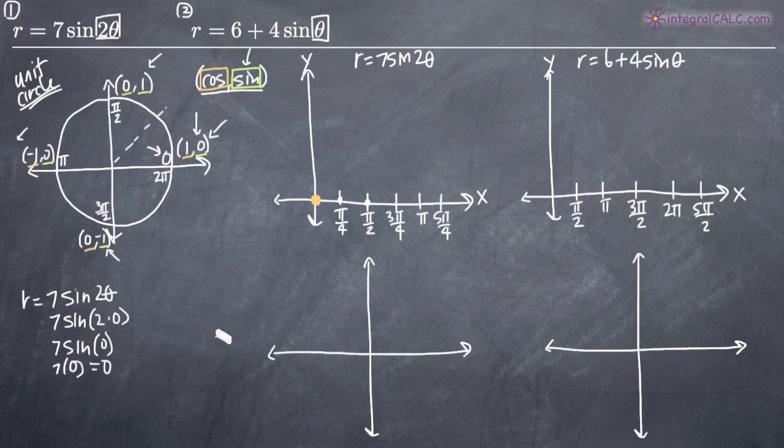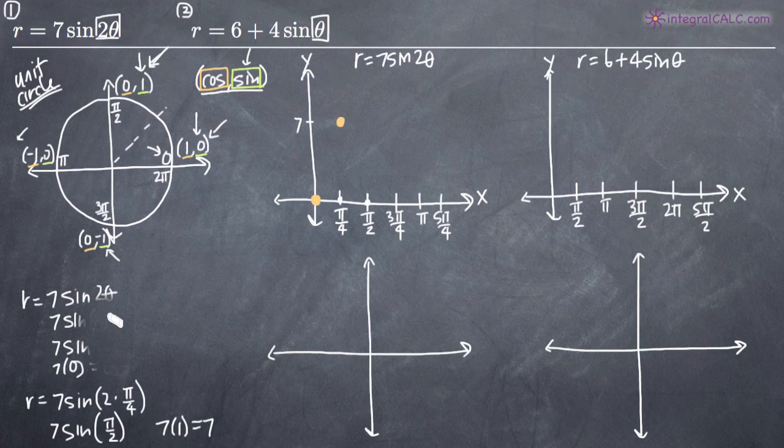Now let's go ahead and look at pi over 4, our next increment, right? We'll get r equals 7 sine of 2 times pi over 4. Well, we know that 2 times pi over 4 is pi over 2. And now that takes us to this point here on the unit circle. Pi over 2, we're looking at sine again, so we want the y-coordinate there, which we know is 1. So we get 7 times 1, which of course is just equal to 7. So then here at pi over 4, let's go ahead and call this 7 here. At pi over 4, we're going to get the point 7.